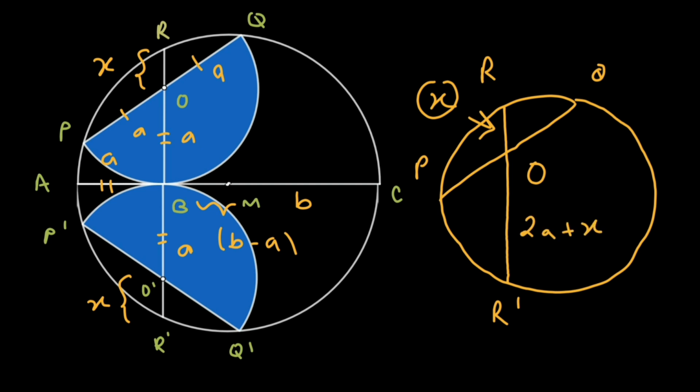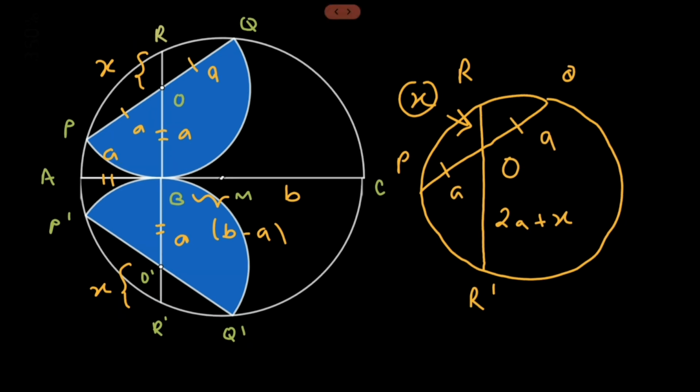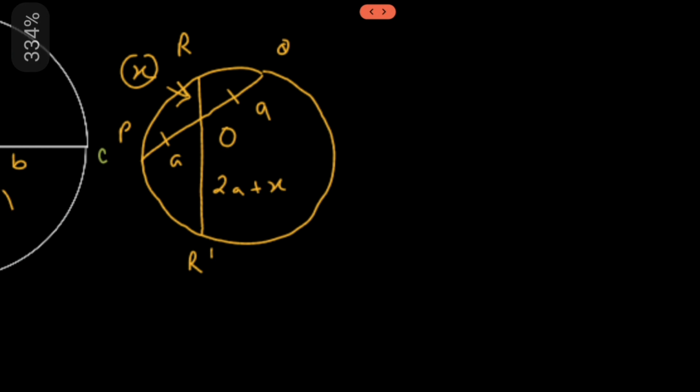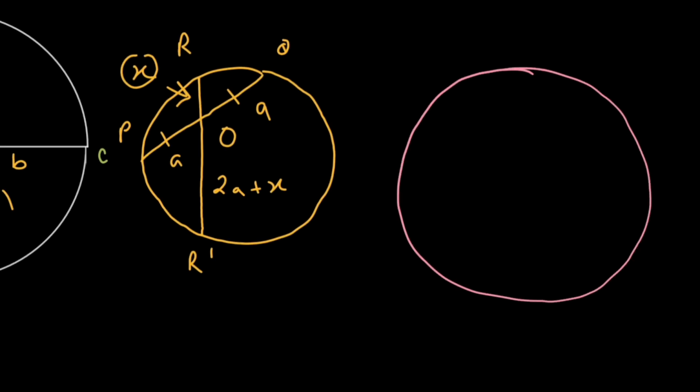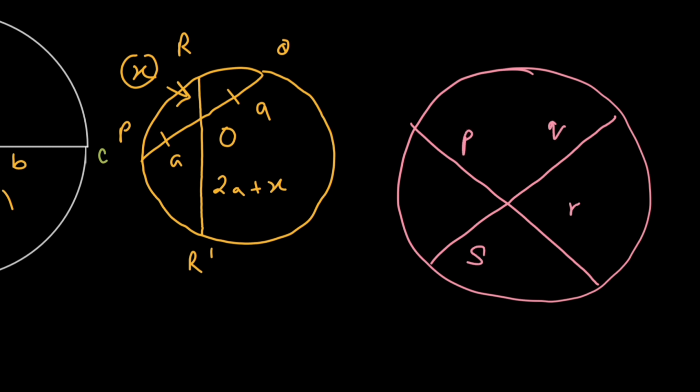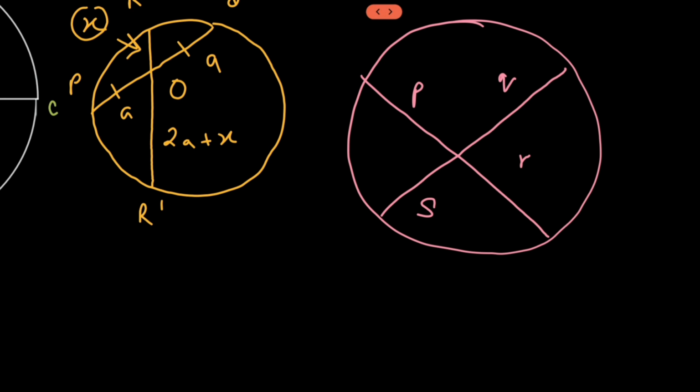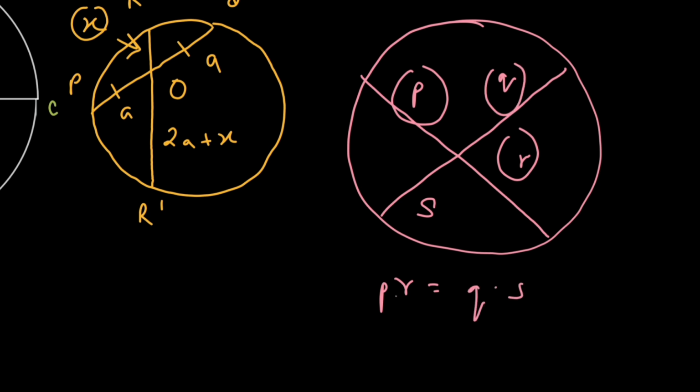Okay. Now the distance from O to Q and O to P is equal to a. Now from here I can use the intersecting chord theorem. The intersecting chord theorem says that if you have a circle and inside it you have two chords that are intersecting each other at any angle, and because of this intersection they are bisected as P, Q, R, S, then the product of P and R would be equal to the product of Q and S. This is what the intersecting chord theorem says.